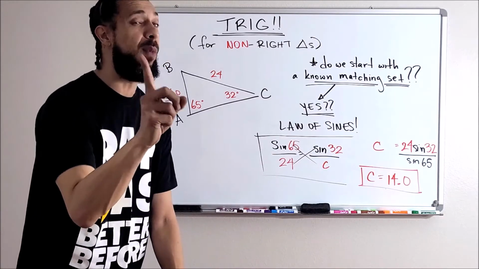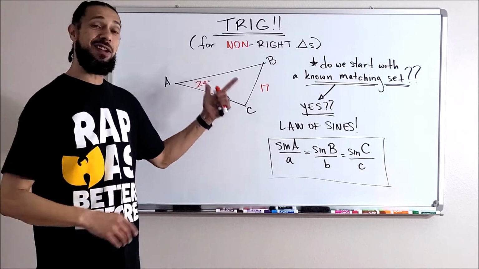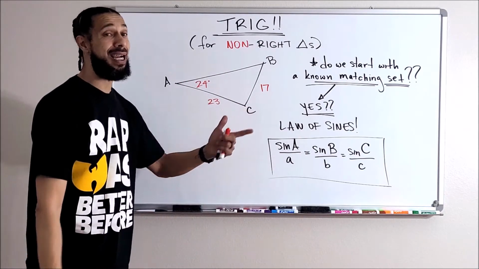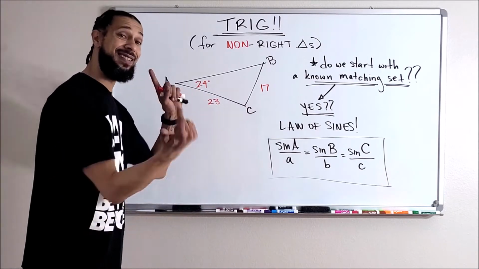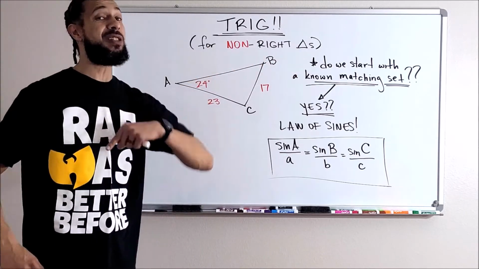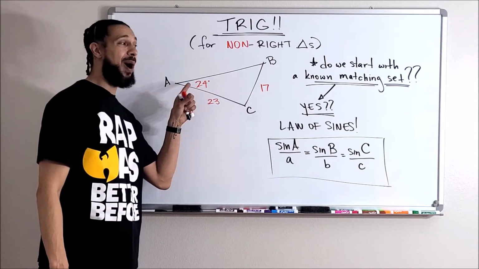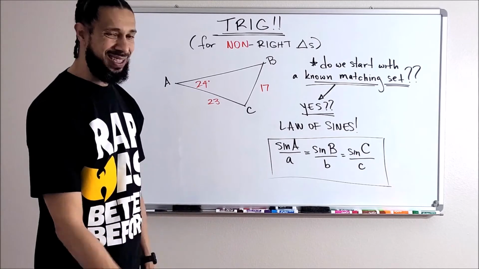Let's try one more. Here we go. So here's another triangle. It's not a right triangle. I don't see a box. I'm not going to trust it without a box or some real good reason to call that a right angle. So it's not a right triangle. Okay, so we ask ourselves, do we start with a matching set? All right, I got an angle of 24 degrees. Do I also know the side across from it? Yeah, that's my matching set.